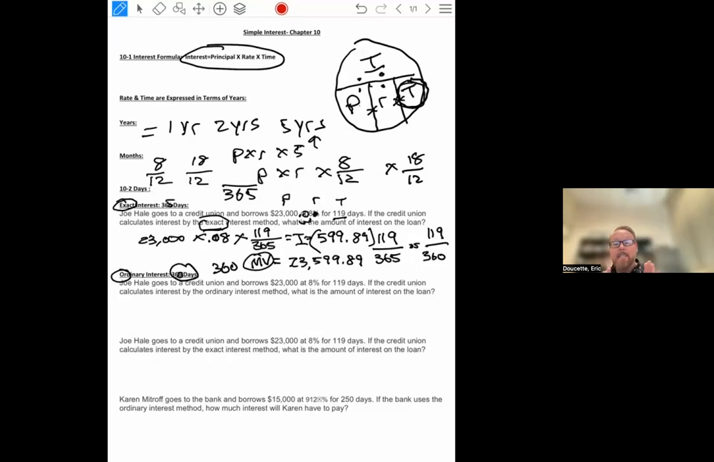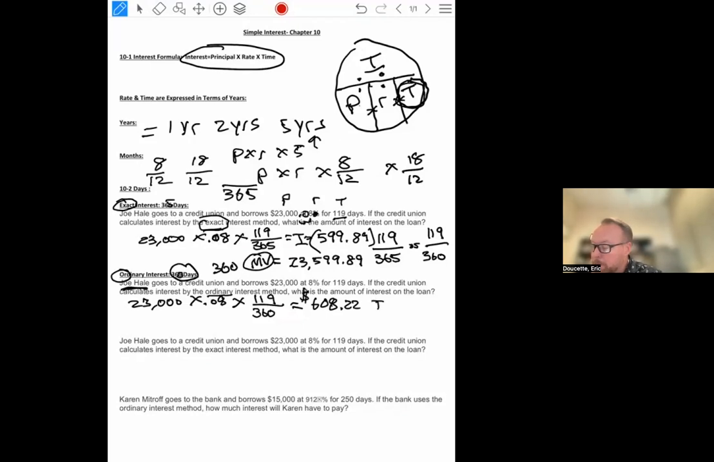Now, that's using the exact interest method for the days. If I was to do the same problem, which I have here, this time I'm going to do $23,000 times 0.08, 8% times 119 days, but I'm going to use the ordinary interest method, as it says there, so 360. And I'm going to do the math on that. So I did the math, 23,000, 8%, 119 days for 360 for an ordinary interest method. It comes out to $608.22. So that's how much interest.